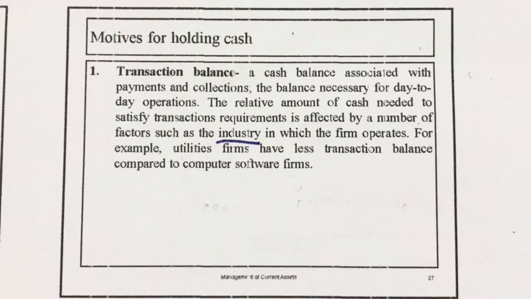So, according to the example, there are two firms, the utilities firm and the computer software firm. Please highlight both firms. What is a utilities firm? One of the utilities firms is electricity companies, and computer software firms are businesses that sell computers and operate software. The main point here is that these firms face the customer directly day to day.